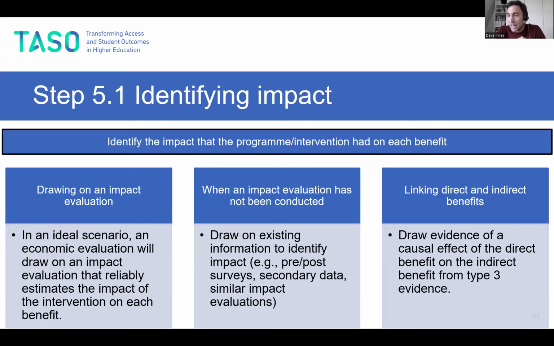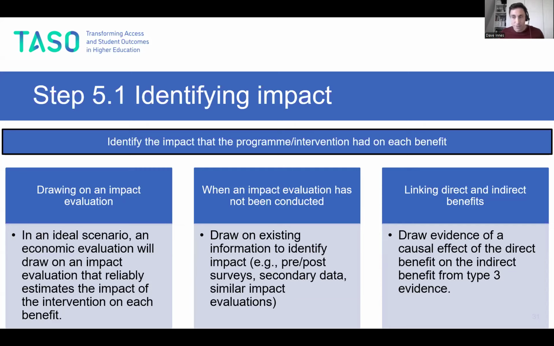But it may also be the case that you want to conduct an economic evaluation in a situation where you haven't conducted an impact evaluation. And we also don't want to limit ourselves to only being able to say something about the value for money of an intervention if we've been able to conduct an impact evaluation. We actually want economic evaluation to be a broader tool that can be used in situations where we haven't got that impact evaluation to build on. So if that's not been the case, we recommend drawing on existing information where possible.